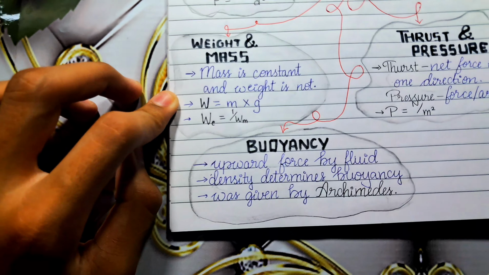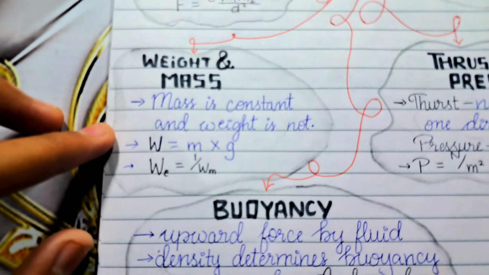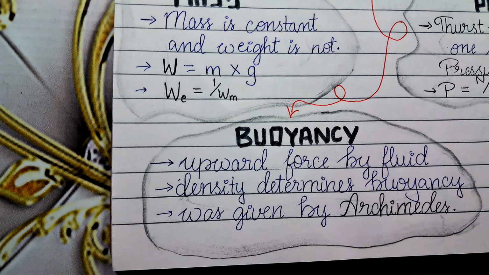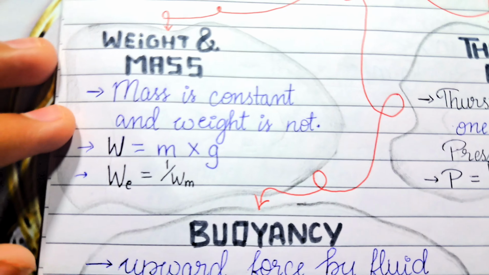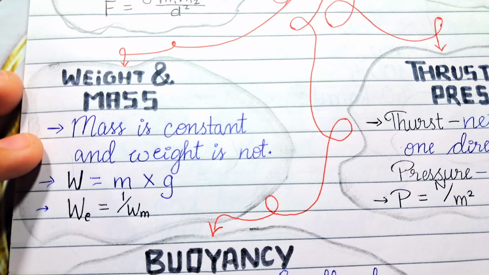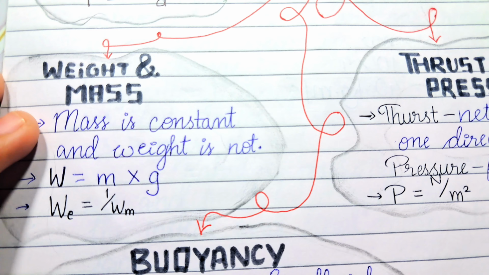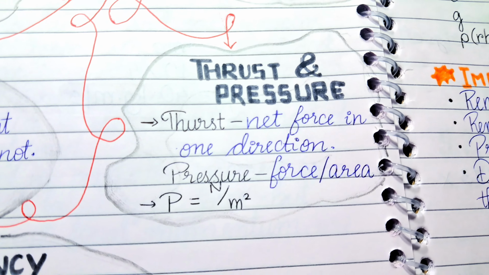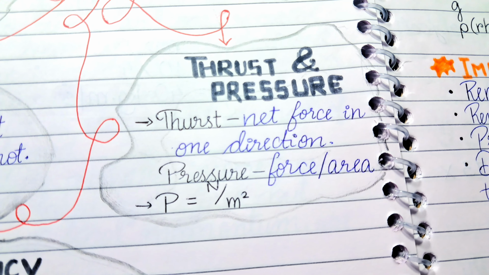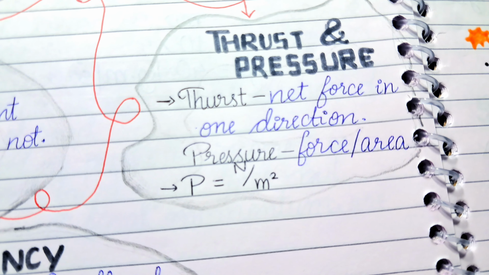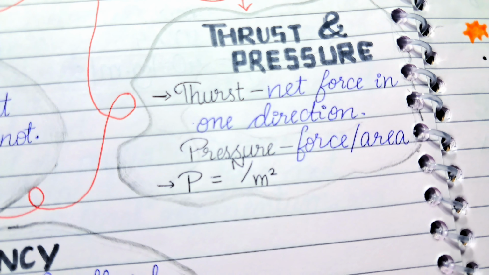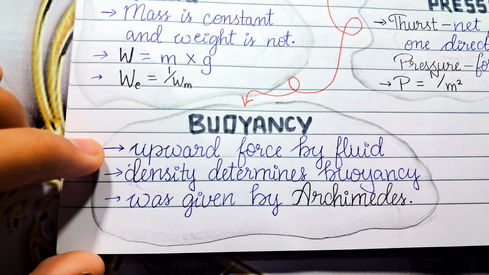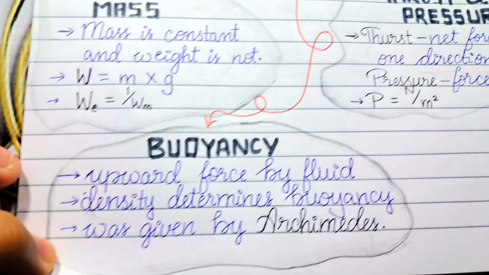Weight and mass have a little difference, which is that mass is constant while weight is not, as we can see in every celestial body the mass remains constant while the weight does not. Then comes thrust and pressure, where net force in one direction is thrust and pressure is force per area. Pressure is expressed as Newton per meter square, which is the unit of pressure.